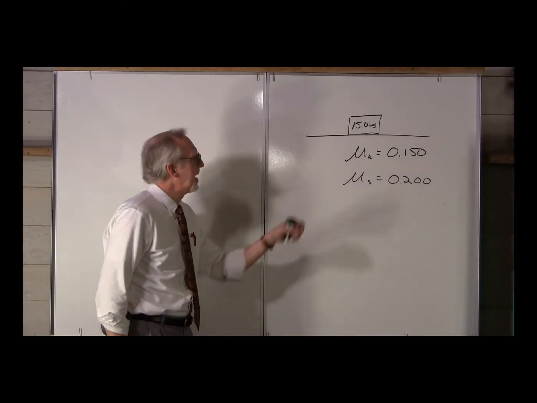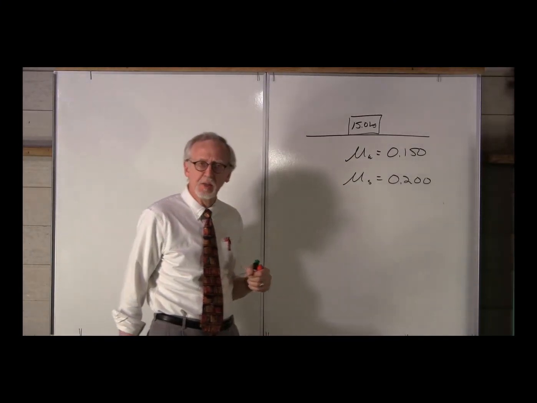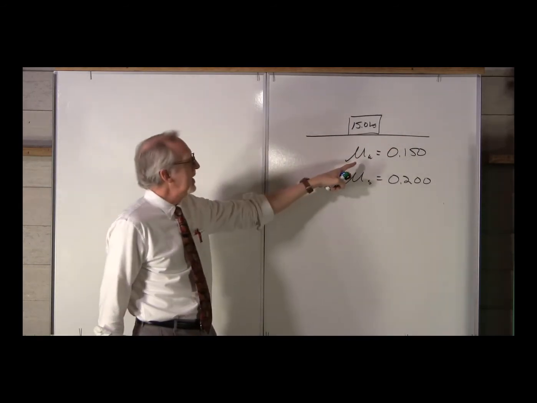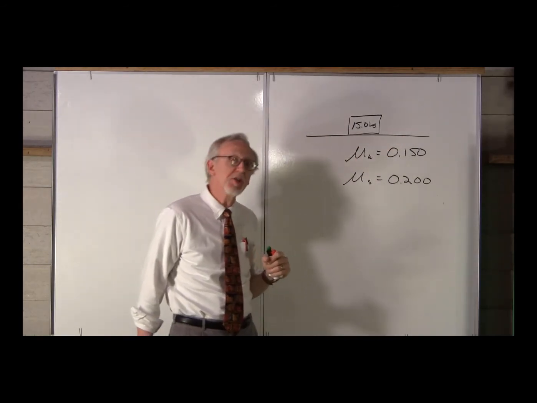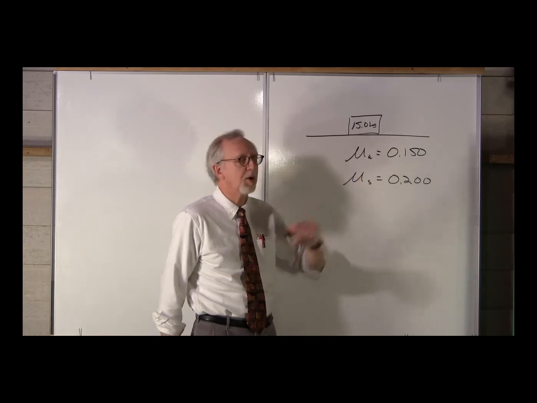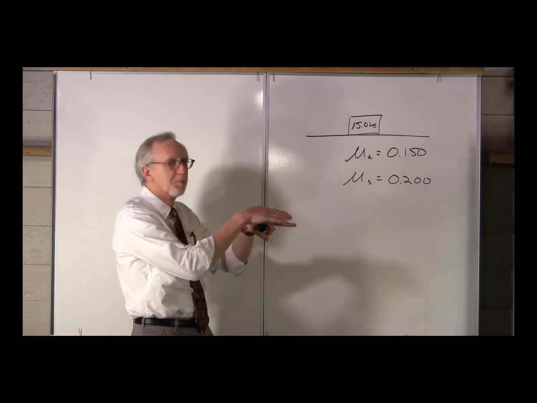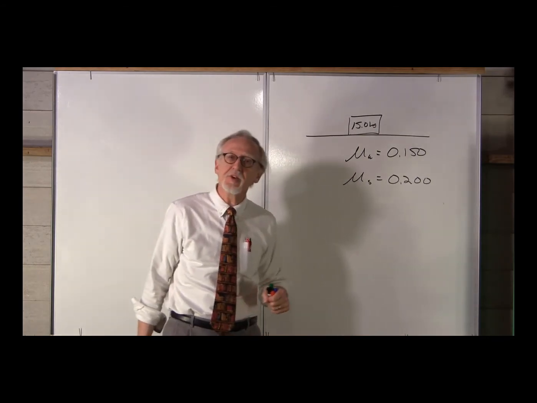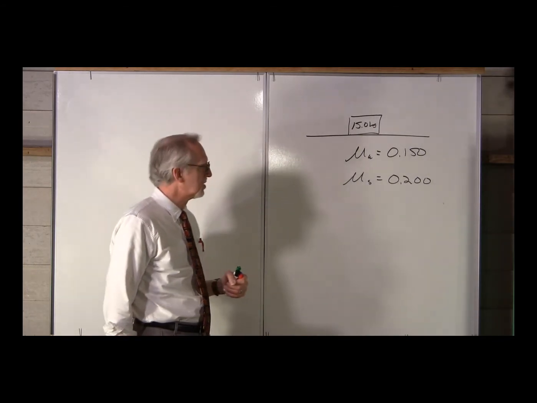Let's imagine that we have a mass of 15 kilograms resting on a horizontal surface. There is a coefficient of kinetic friction, mu sub k, of 0.150 between the block or the object and the surface, and a coefficient of static friction of 0.200.